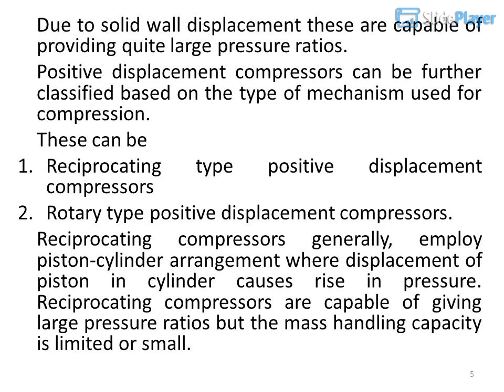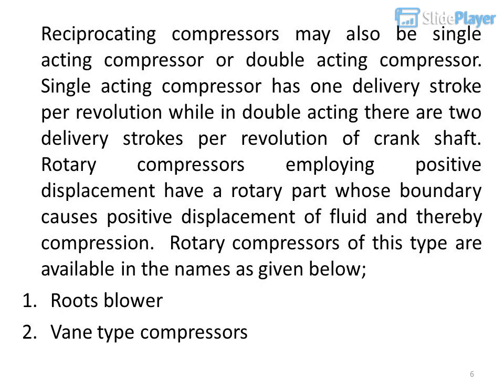Reciprocating compressors generally employ a piston-cylinder arrangement where displacement of the piston in the cylinder causes a rise in pressure. Reciprocating compressors are capable of giving large pressure ratios but the mass handling capacity is limited or small. Reciprocating compressors may also be single-acting or double-acting. A single-acting compressor has 1 delivery stroke per revolution, while in a double-acting compressor there are 2 delivery strokes per revolution of the crankshaft.